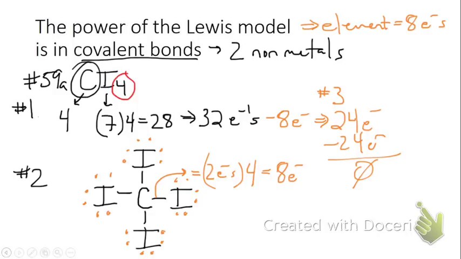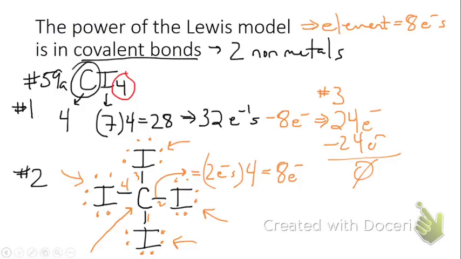Then the next step is we want to make sure that we have octets for everything. So for this iodine, we have 2, 4, 6, with the bond that makes 8. Same thing with this iodine, and this iodine, and this iodine. This carbon has 4 bonds. 1, 2, 3, 4. Because of that, it also has 8 electrons, because each bond is worth 2 electrons. And so we are done. This is the final Lewis structure for CI4, for carbon tetraiodide.